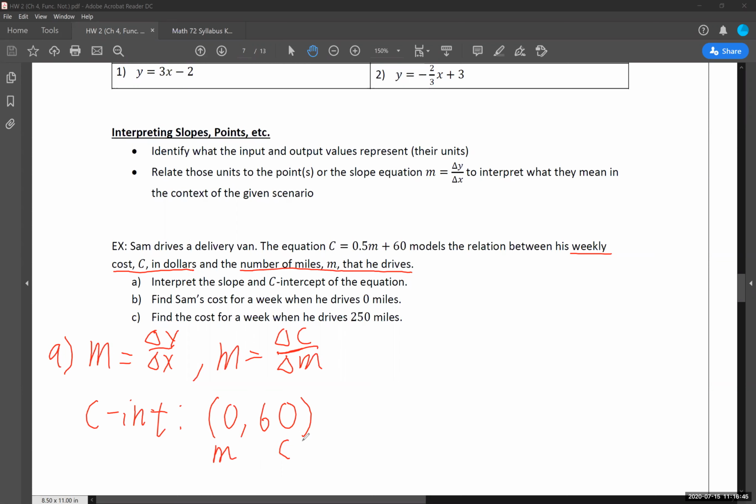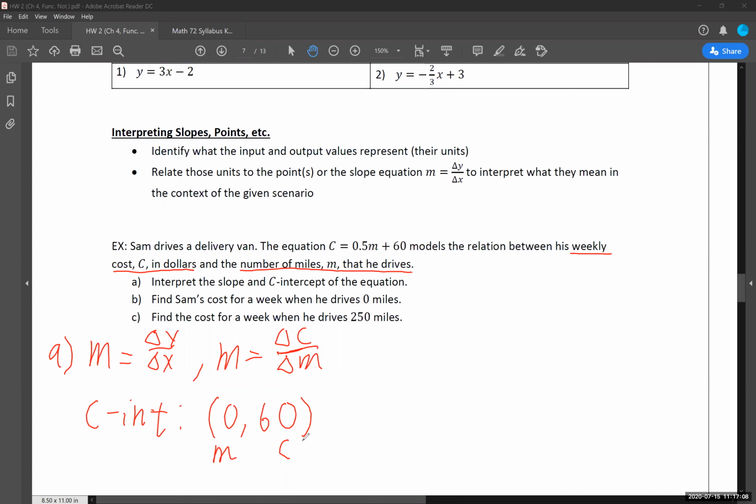So what does m represent? The number of miles driven. So if m is 0, he's driven 0 miles. What does c represent? C represents the weekly cost in dollars. So it means he's going to have a weekly cost of 0, or sorry, a weekly cost of 60. A mistake there. So how could we interpret the y-intercept?